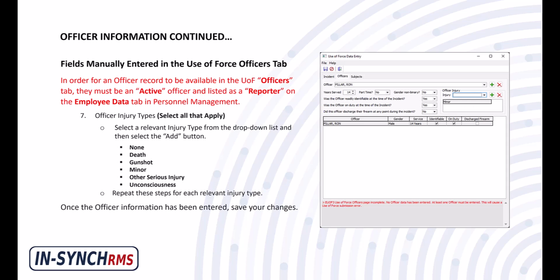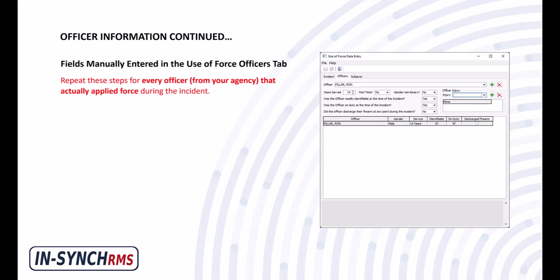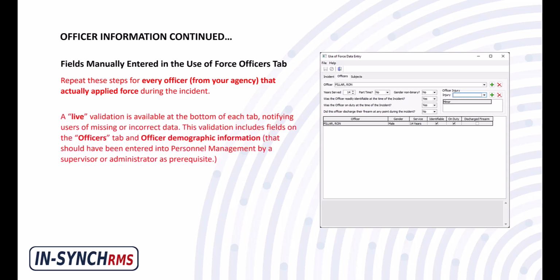Once the officer information has been entered, save your changes. Repeat these steps for every officer from your agency that actually applied force during the incident. A live validation is available at the bottom of each tab, notifying users of missing or incorrect data. This validation includes fields on the Officers tab and officer demographic information that should have been entered into personnel management by a supervisor or administrator as a prerequisite.